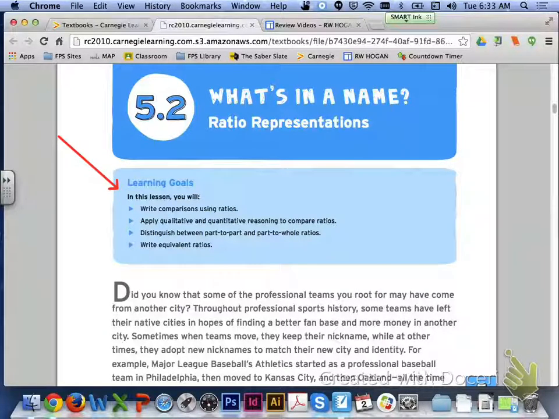Hi class, in lesson 5.2 we are going to be looking at ratio representations. Learning targets for today: we will be writing comparisons using ratios, applying qualitative and quantitative reasoning to compare ratios, distinguishing between part-to-part and part-to-whole ratios, and finally writing equivalent ratios.